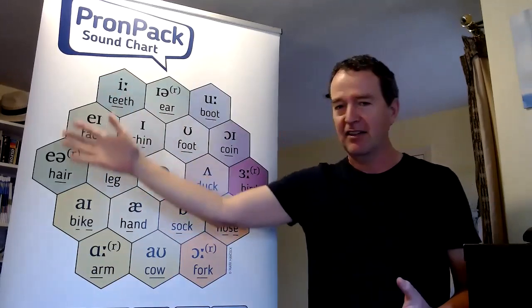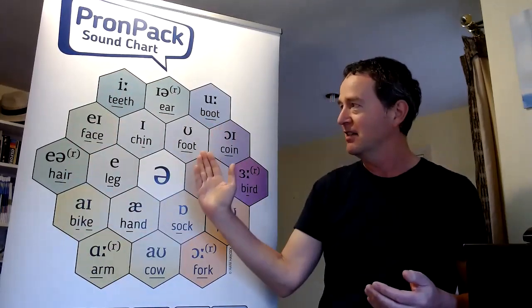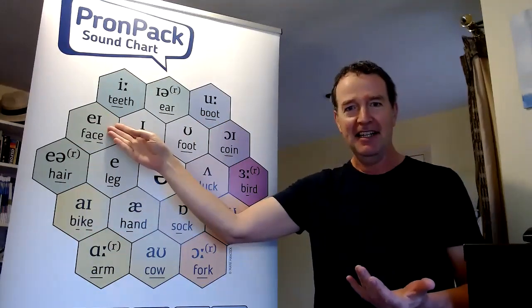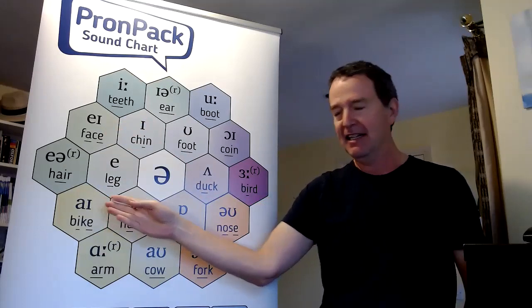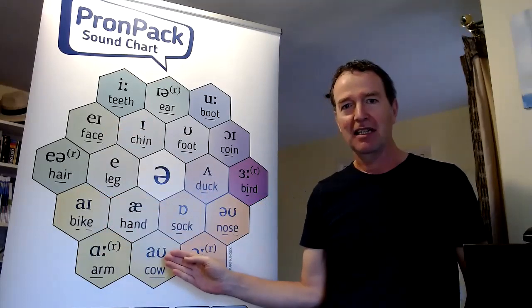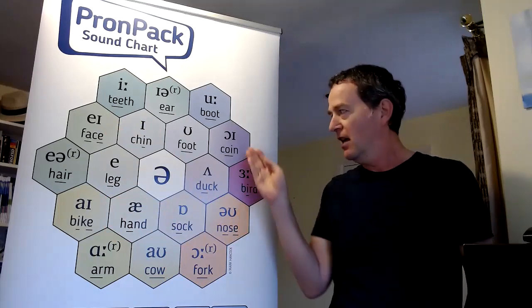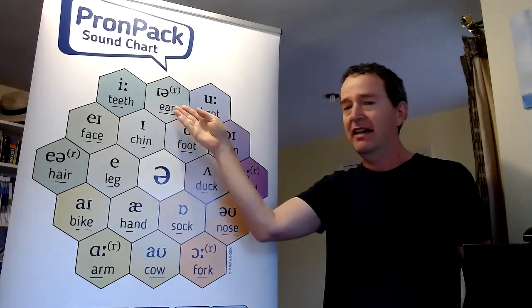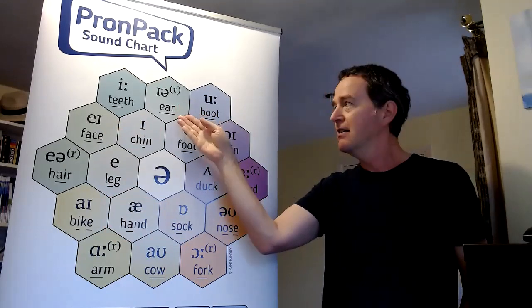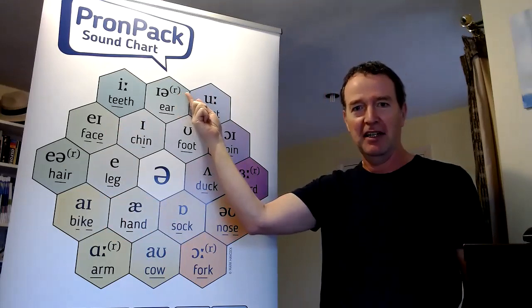So those are the long vowels. And then the diphthongs in the middle of the sides, look, you've got A, face, I, bike, ow, cow. O, nose, and oi, coin, ear, with the optional R again for this one, ear.